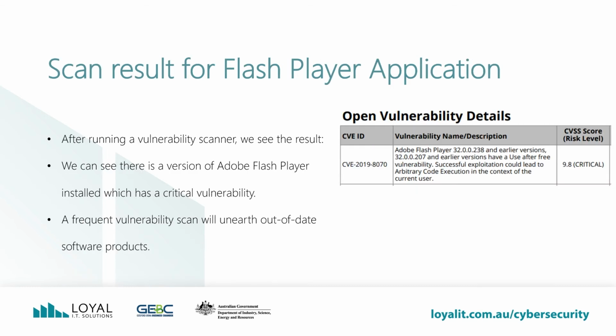In the last slide, I mentioned scanning the network with a vulnerability scanner. After running a scan, we can see there is a version of Adobe Flash Player installed that has a critical vulnerability. 9.8 is pretty bad. Bad enough to worry. Anything 9 or above, you need to take immediate action. Frequent vulnerability scans of your network are required to unearth out-of-date software products that have vulnerabilities.